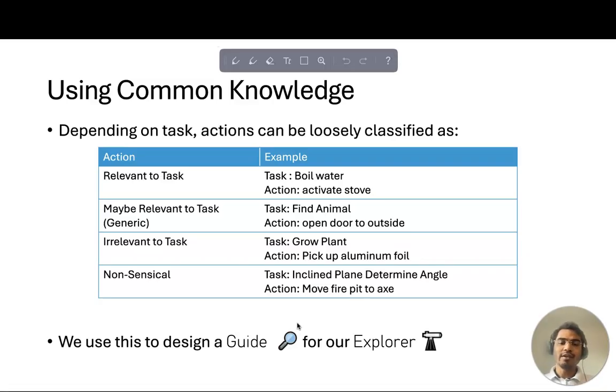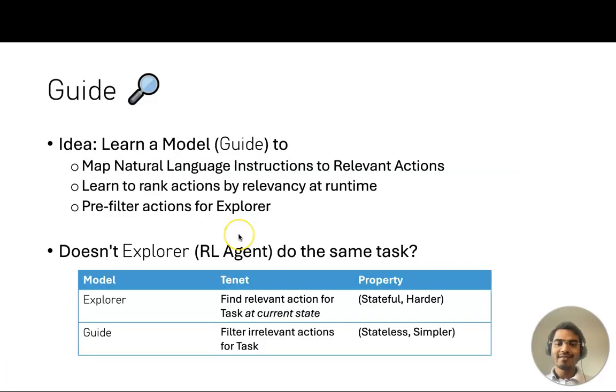For example, for the task of growing a plant, picking up of aluminum foil is irrelevant, and some actions may be completely nonsensical. For example, the action to move fire pit to axe cannot be a sensible action. Hence, we use this basic idea to design a guide to help reduce the large action space for our explorer. So, how do we design a guide?